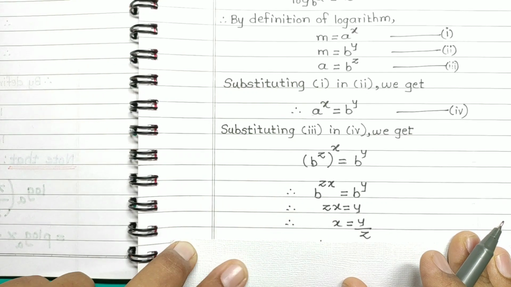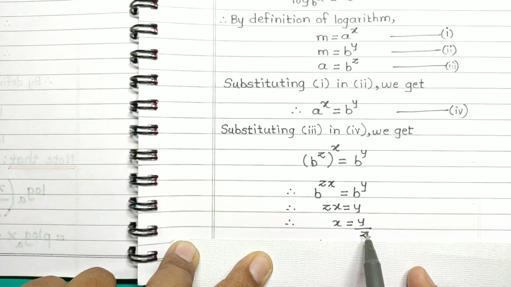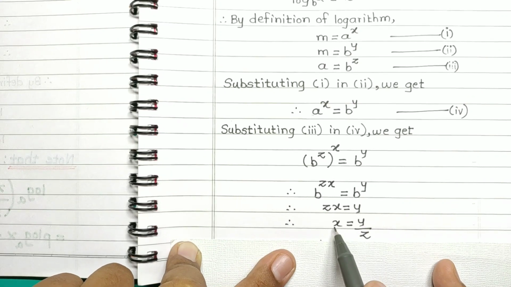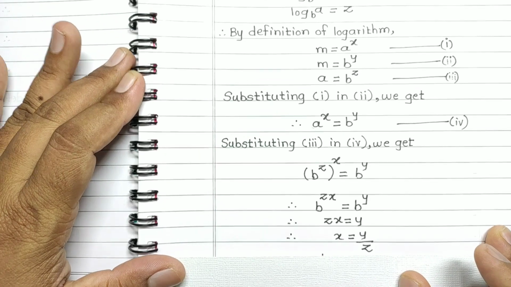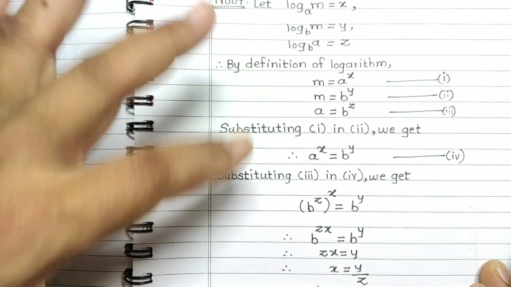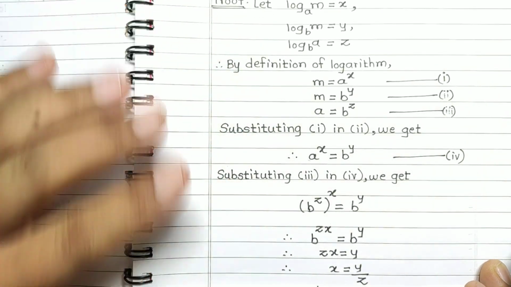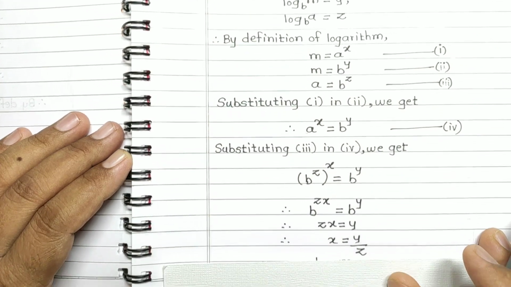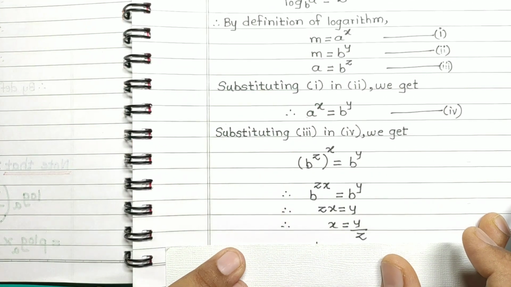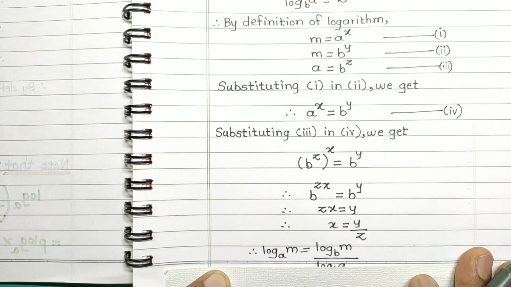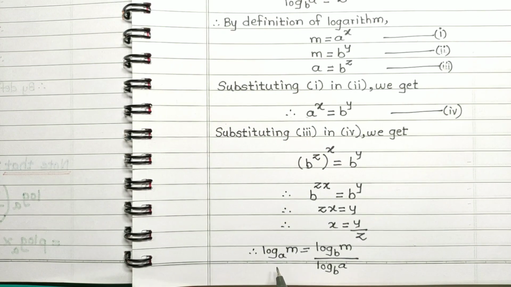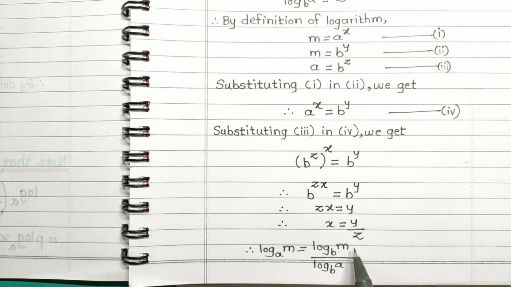So here we have x is equal to y by z, but these are variables we have taken just for convenience in the proof. So replacing these variables, we get log of m to the base a is equal to log of m to the base b upon log of a to the base b.